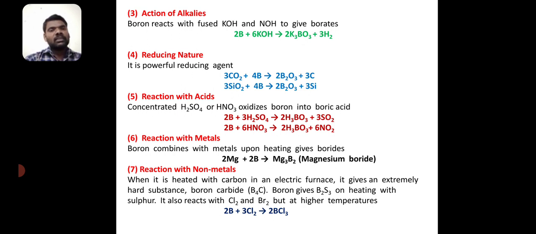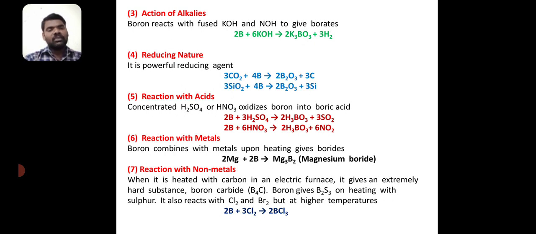Another reaction is the reaction with alkalis, such as sodium hydroxide or potassium hydroxide, which gives the corresponding borate. Boron plus 6 KOH, potassium hydroxide, gives potassium borate with the evolution of hydrogen. Reducing nature: it is a powerful reducing agent. For example, 3 carbon dioxide reacts with boron to give boron trioxide, and reduces carbon dioxide to carbon and silicon dioxide to silicon.